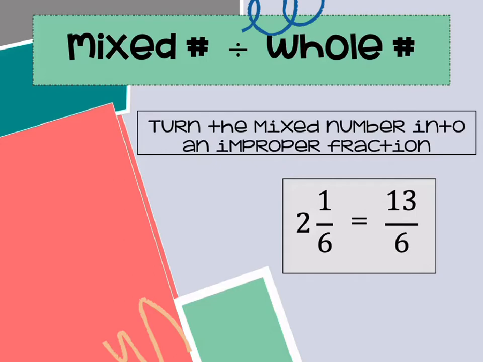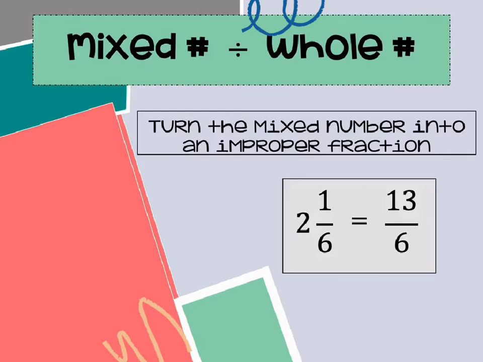All right. If you are not sure of how we do this, remember you're doing 2 times 6 or 6 times 2. Doesn't matter which order you put it in. That's going to give you 12. Then you're going to add your numerator of 1. 12 plus 1 is equal to 13, which is why we have 13 in our numerator. And you are going to keep your denominator as well.